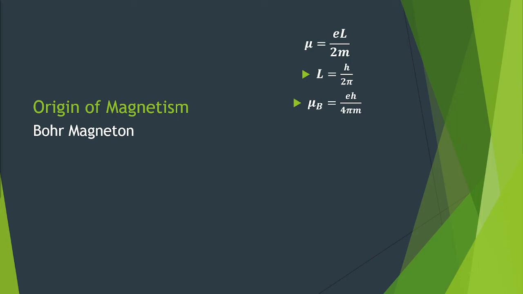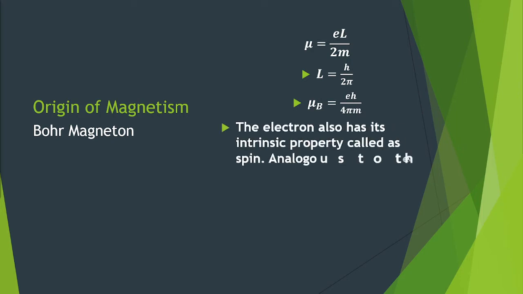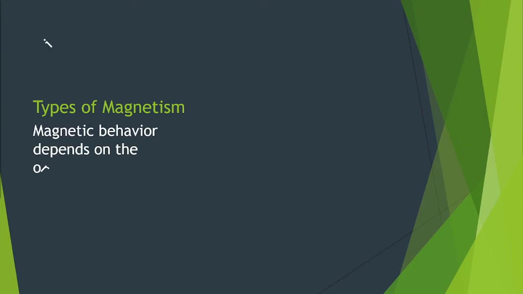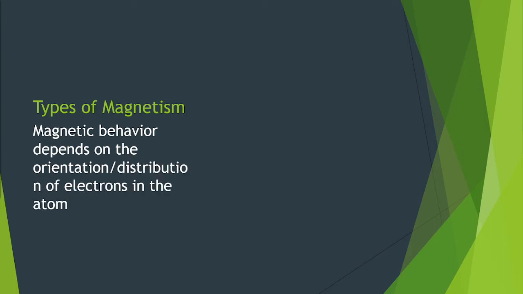The electron also has its intrinsic property, called spin. This is analogous to the way the Earth rotates on its axis. This is also related to a magnetic moment, which is almost equal to that of 1 Bohr magneton, 1.001 Bohr magneton. The uniqueness of the magnetic moment per atom is the reason why some materials are easily magnetized while some are not. We now formally introduce the types of magnetism.